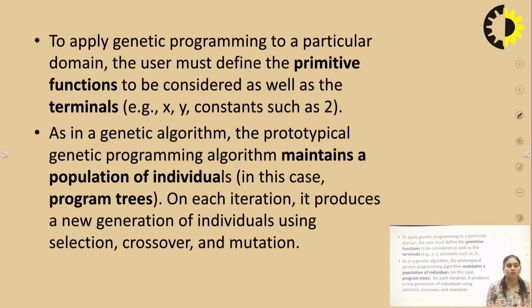And the prototypical genetic programming algorithm maintains a population of individuals. In this case we have program trees, we can have 2 trees, 3 trees. On each iteration, it produces a new generation of individuals using selection, crossover, and mutation. All these things, selection, crossover, and mutation, are operations which we have discussed in GA, the genetic algorithm.